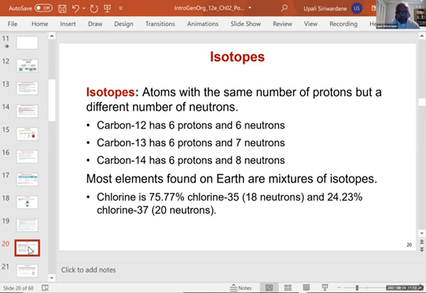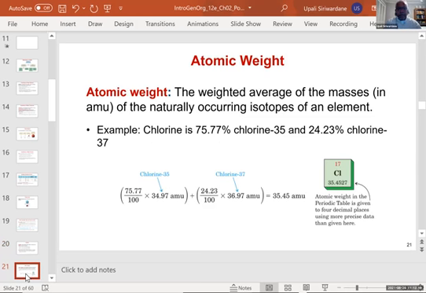But these two isotopes are in the ratio of 75.77% and 24.223%. Therefore, we have to calculate the average atomic mass based on isotopes. The atomic mass reported in the periodic table is the weighted average of masses based on the naturally occurring isotopes of an element.